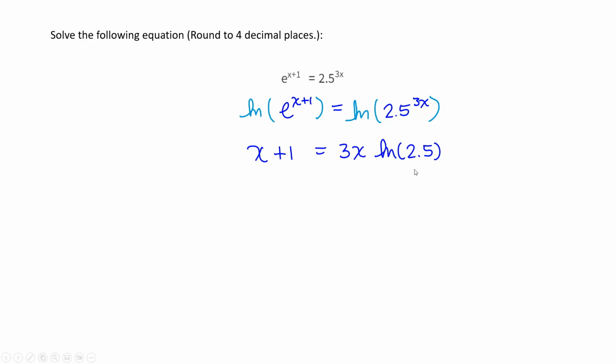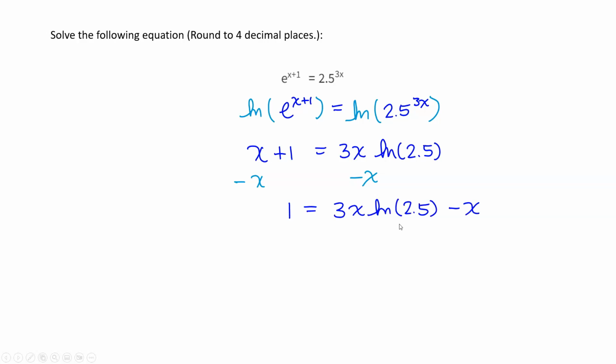Now, to solve this equation, you need to get your x terms all on one side. Here, I have 3 times x times the natural log of 2.5. The natural log of 2.5 and 3 are both just numbers. So I have the product of 3 and the natural log of 2.5 being multiplied to x here. So it'd be a good idea for me to move all x's on this side. I'm going to subtract x from both sides.